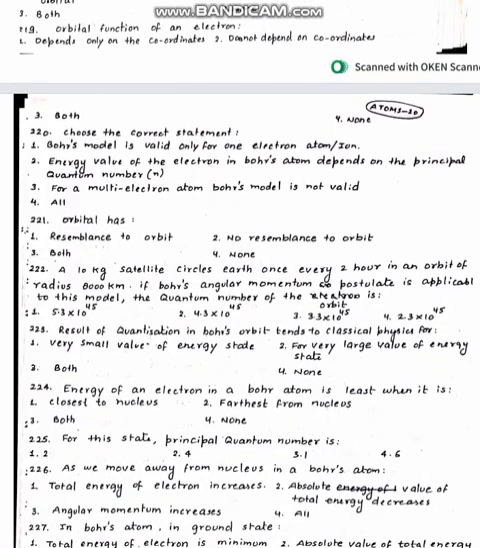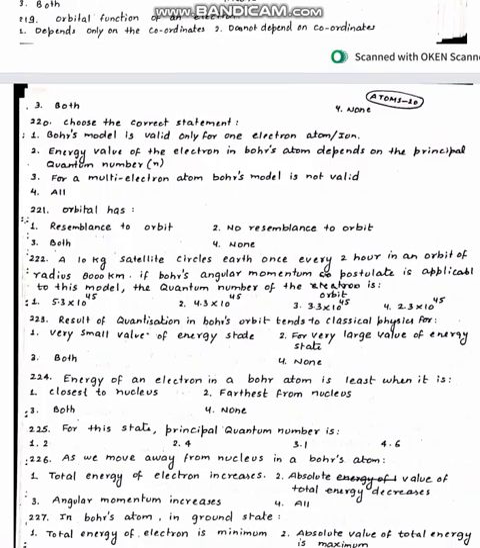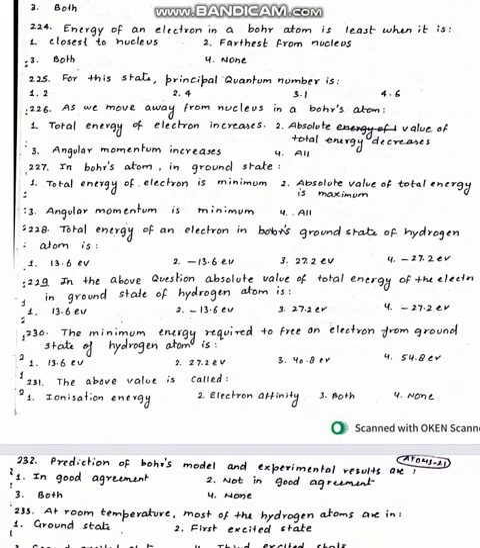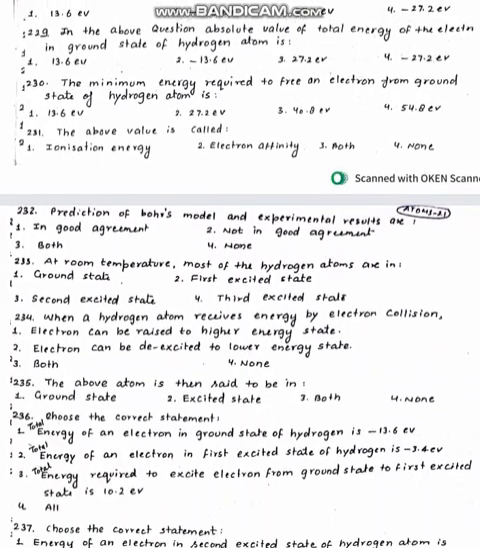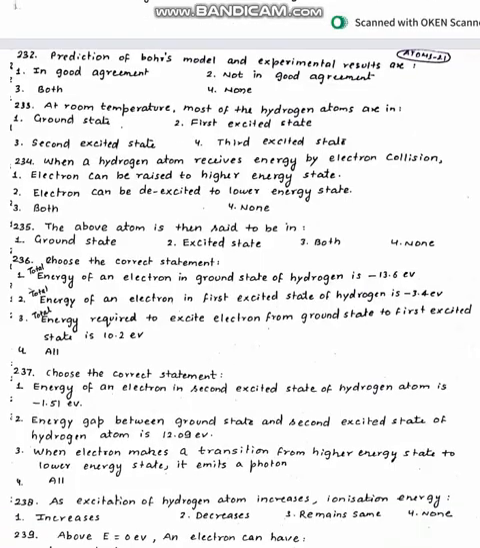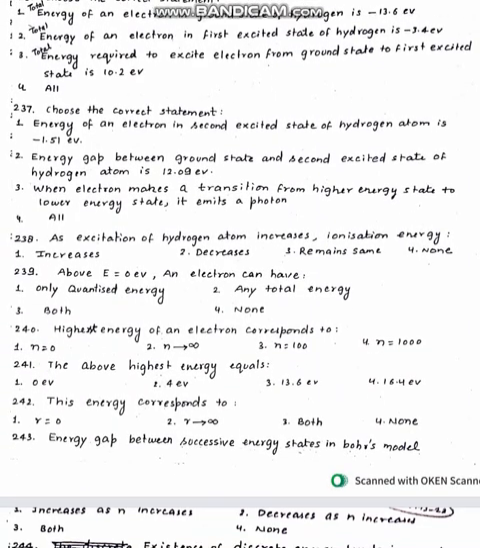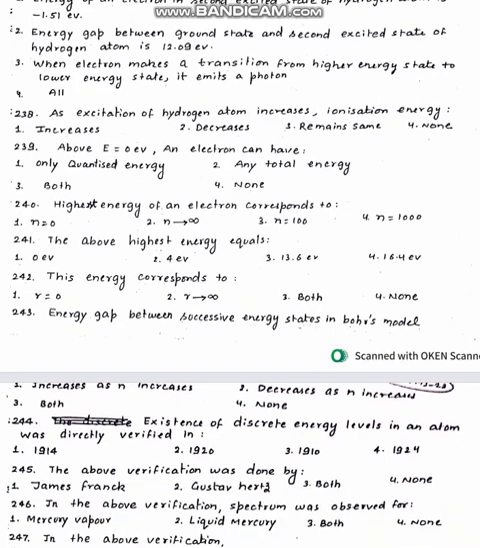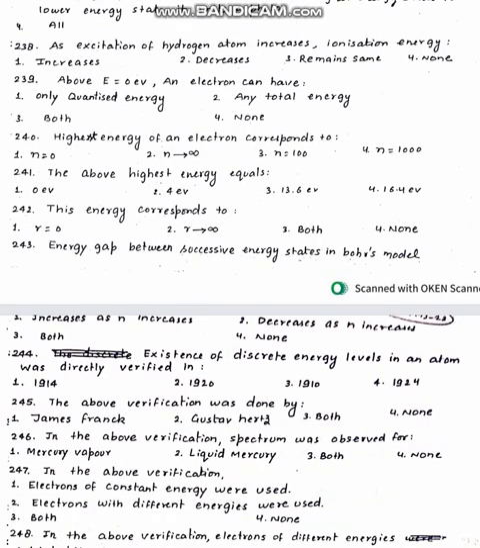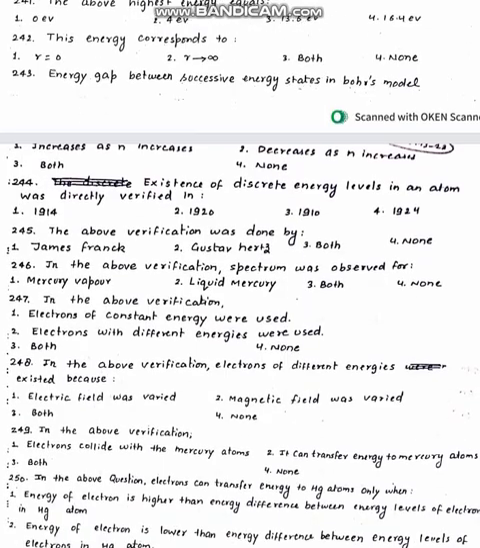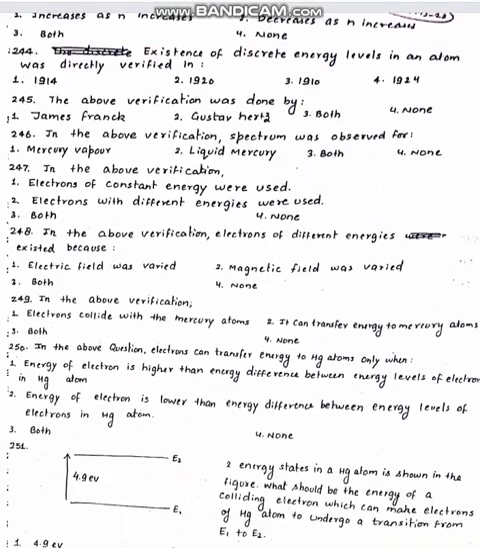Then we have certain questions based on limitations of Bohr's model, numerical questions based on quantum number. Then we have certain questions based on Bohr's model, total energy based questions. Then we have minimum energy needed, room temperature, most of energy. Then we have certain questions based on different energy states of hydrogen atom or hydrogen-like particles. Then we have highest and lowest energy configurations. Then existence of discrete energy levels. Then questions based on different energy levels.